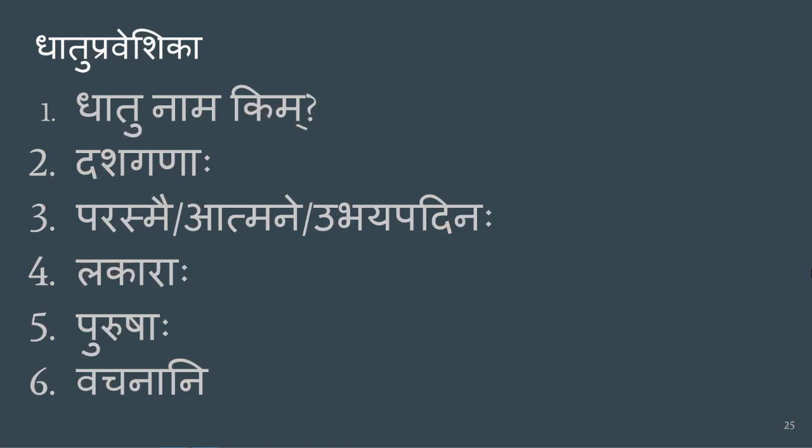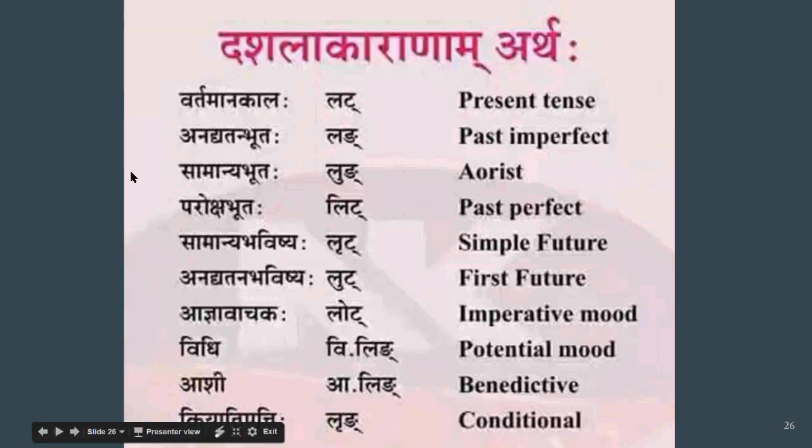So today we are going to see representative dhatus from the first gana, then the fourth gana, the sixth gana and the tenth gana. These are simple ones: 1, 4, 6, 10. Prathama gana, chaturtha gana, shashtha gana and dashama gana. So these are the simpler ones, and we are going to start with that first. We don't have to spend time on this.